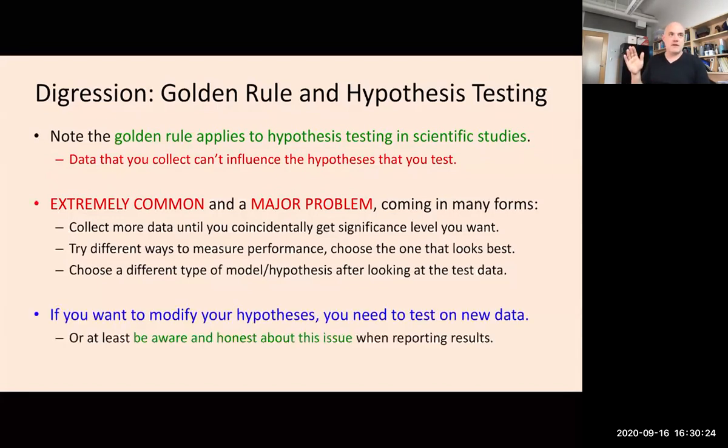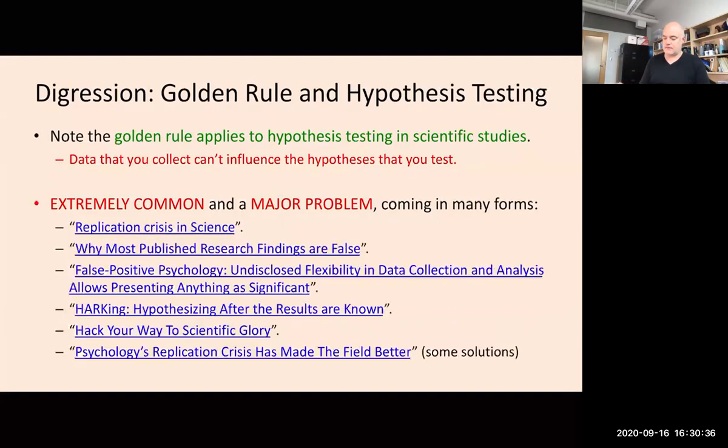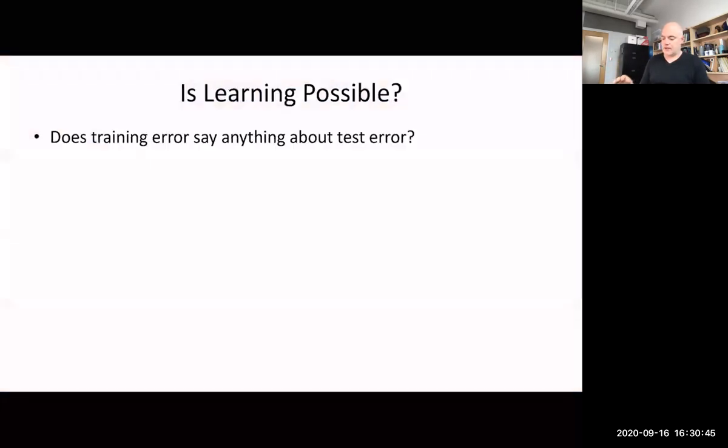So if you want to modify your hypotheses, in other words, if you want to test some different hypothesis in the standard frequentist sense, you actually need to test on new data. You have to actually go collect new data and then test, and that then is an unbiased estimate of this. And there's a huge literature on this that, if you're bored and don't have enough to do already, I recommend that you go take a look at.